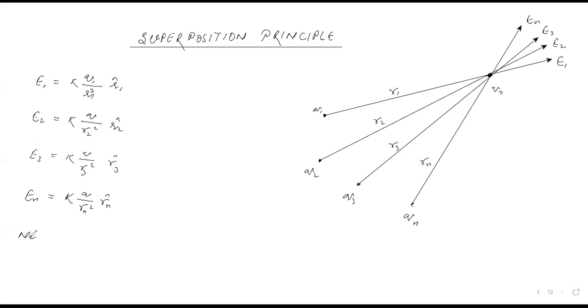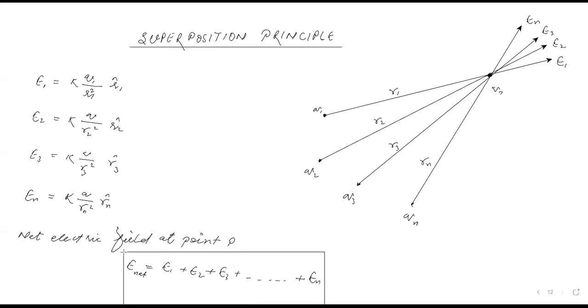Then what will be the net field? The net electric field at point P, E net, will be equal to E1 plus E2 plus E3 up to En. Note it down, please. You can also take a vector sign because field is a vector quantity. Are you clear? So you can write it also.